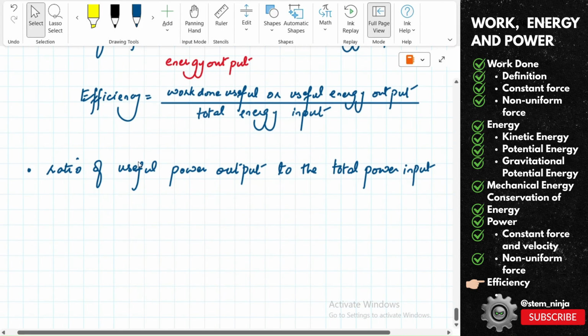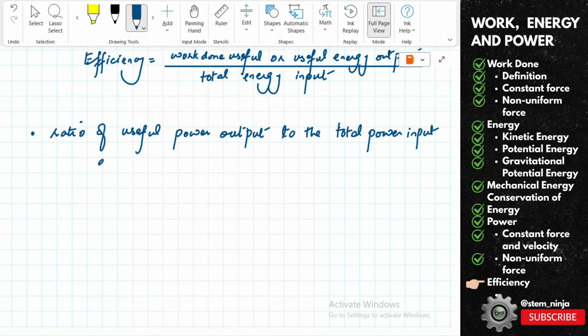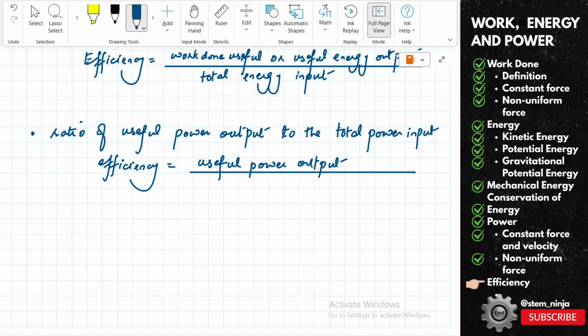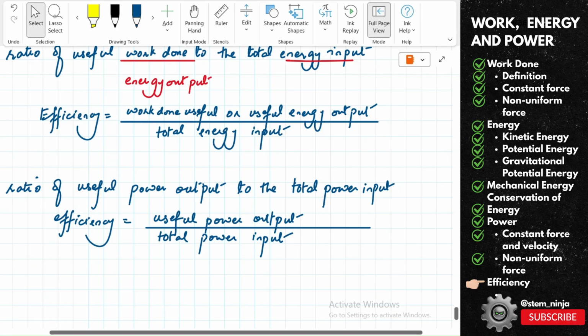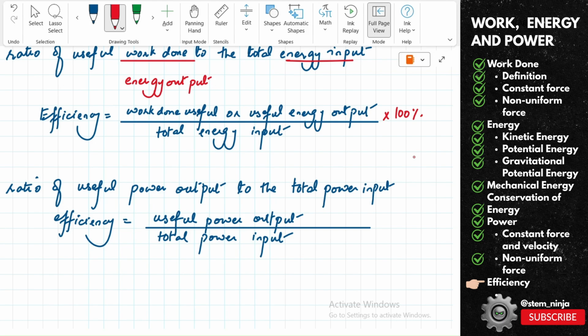Okay, but if you prefer the power argument, both of them are correct, but it depends on question to question what we have to use. So useful power output and the total power input. Okay, and the question may ask to give the efficiency as a percentage, so you can just simply multiply this by 100%.